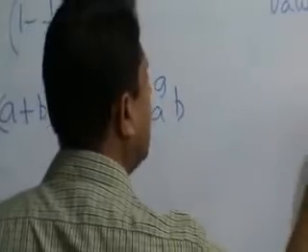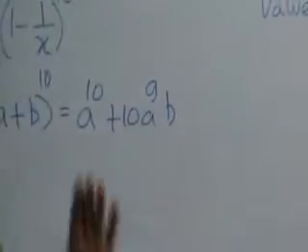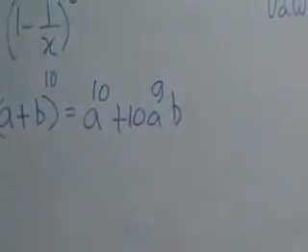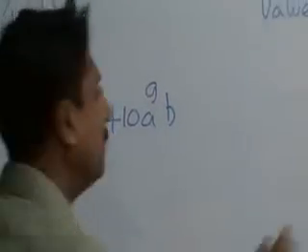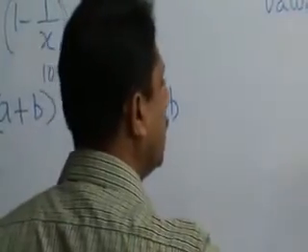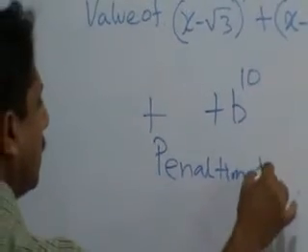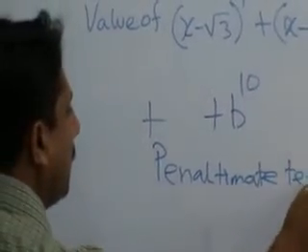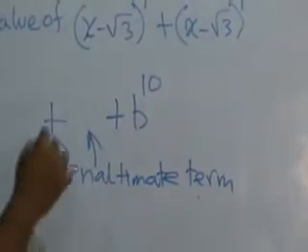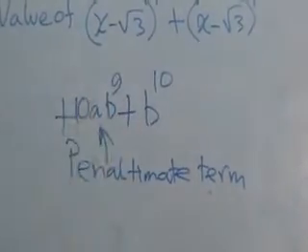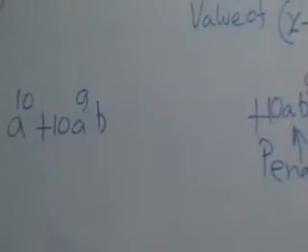So you can also write the penultimate term. The last term is known, and the term before the last, last but one, is known as the penultimate term. So that would be 10 a b to the power 9. You can guess this.